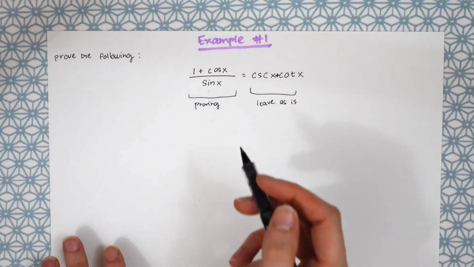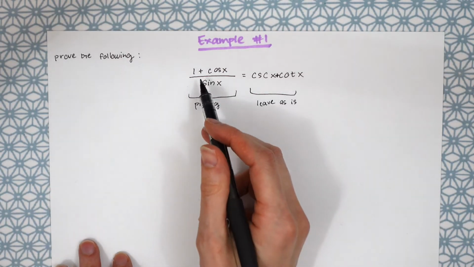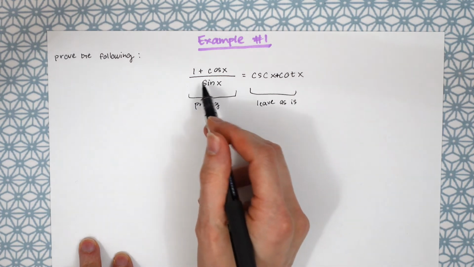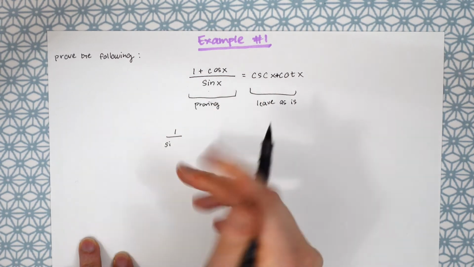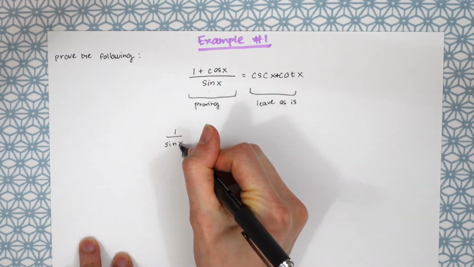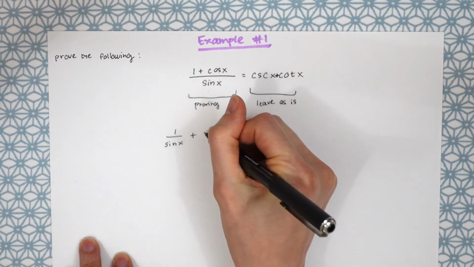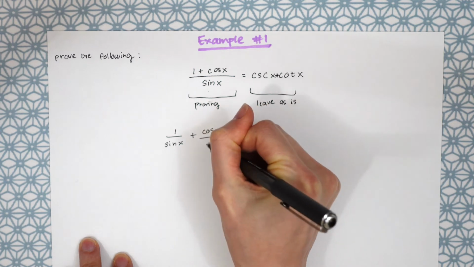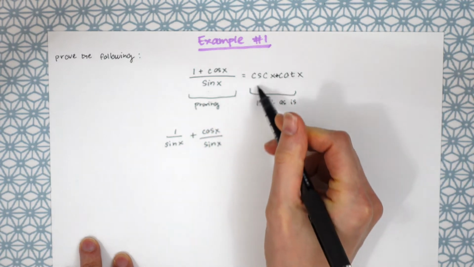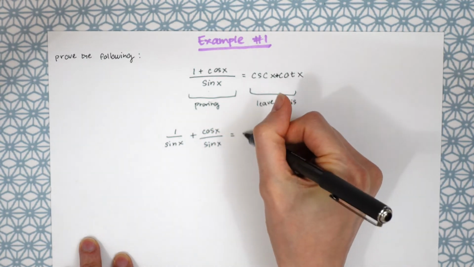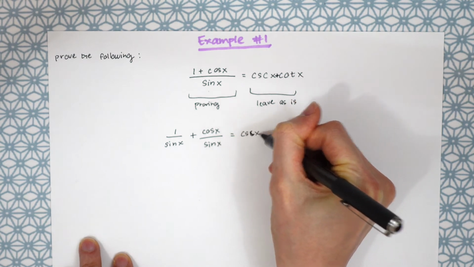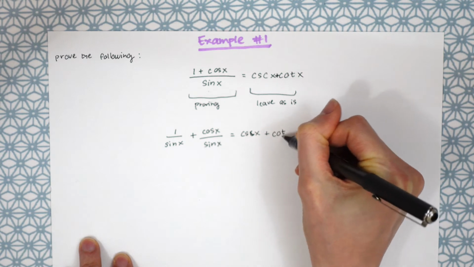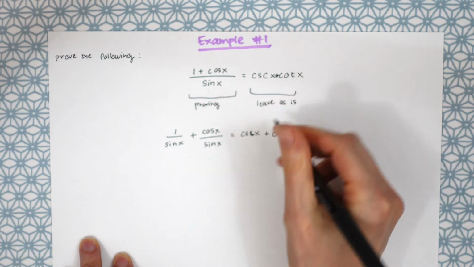So the first thing I'm going to want to do is just move around this fraction here, which is just a fraction rule. If we separate this out, we get 1 over sine of x plus cosine of x over sine of x. And then remember, we're going to leave this the same. So we're just going to bring that down, csc of x plus cot of x. Just leaving that the same.